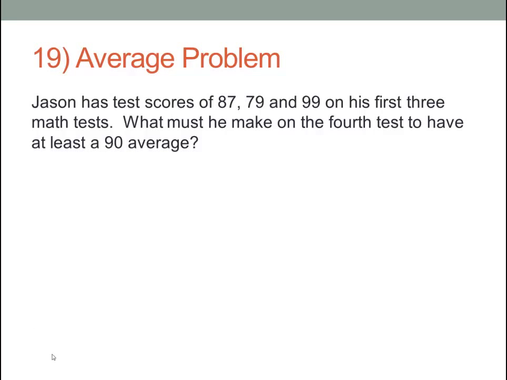Now you know to find the average of a group of numbers, find the sum of the numbers, so you add all the numbers up and you divide by the amount of numbers that you are adding. So since we don't know what his 4th test grade is, we're going to call it X. So we'll let X represent his 4th test grade.